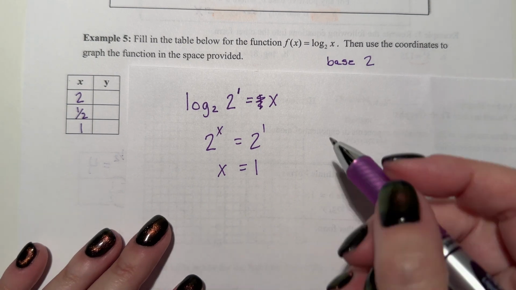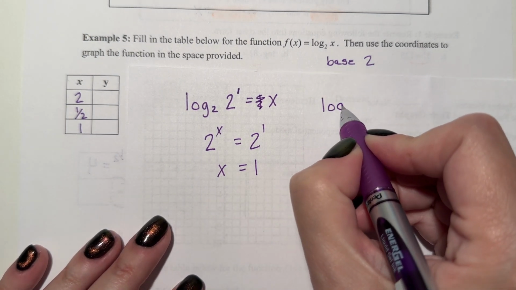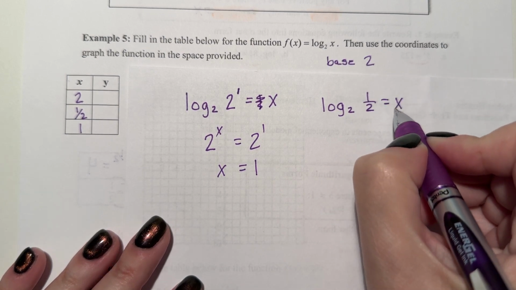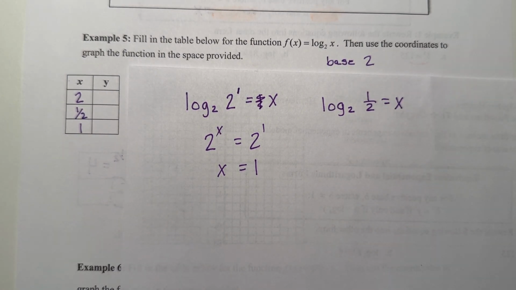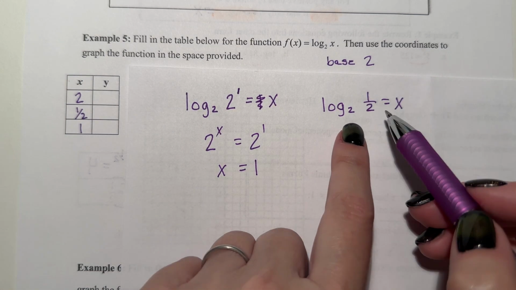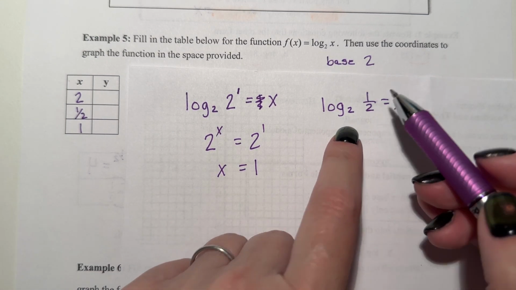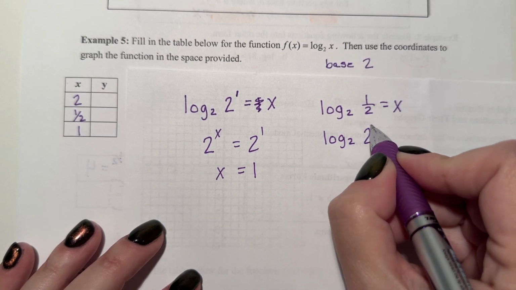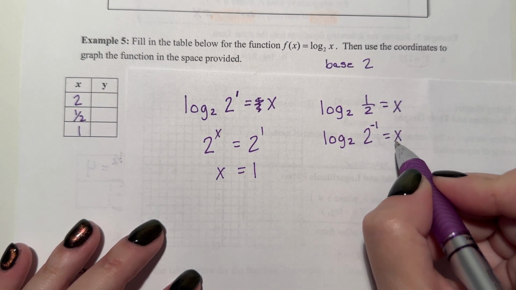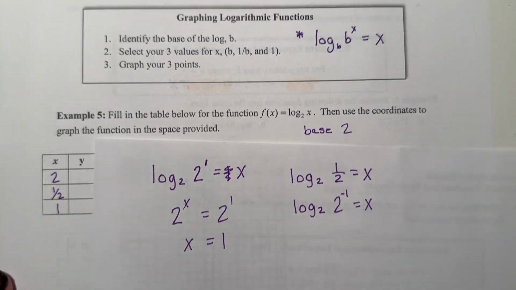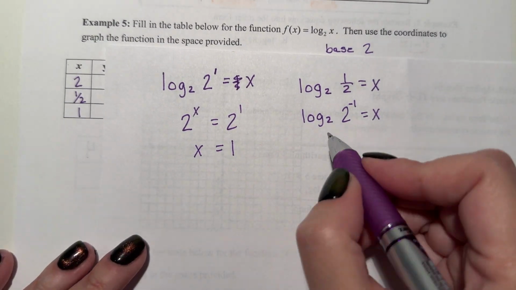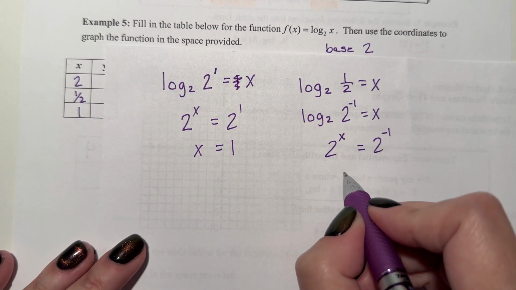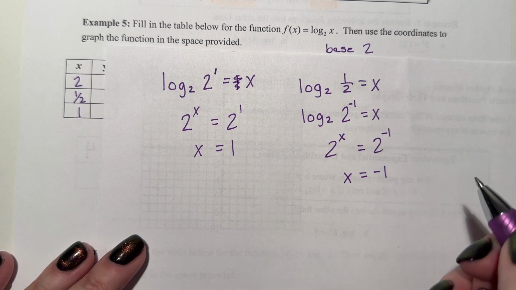Let's try the next one. So the next one I want to do is log base 2 of 1/2. And I'd like to know what that's equal to. Okay, so remember how you want to rewrite it. We want to rewrite this so these are the same number. So this becomes log base 2 of 2 to the negative 1 power. So using that property that I showed you right up here, this will be 2 to the x power equals 2 to the negative 1. So x equals negative 1.